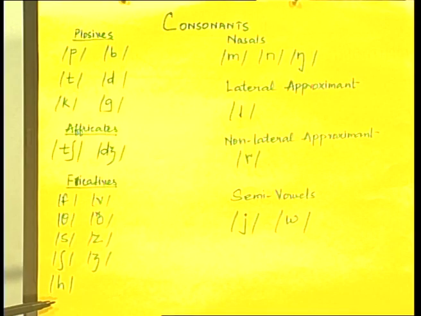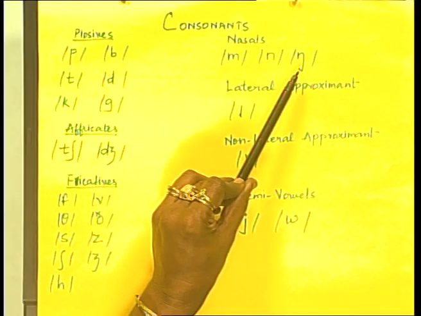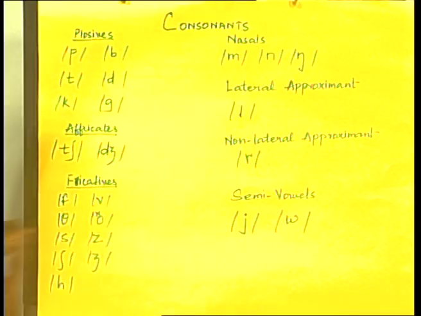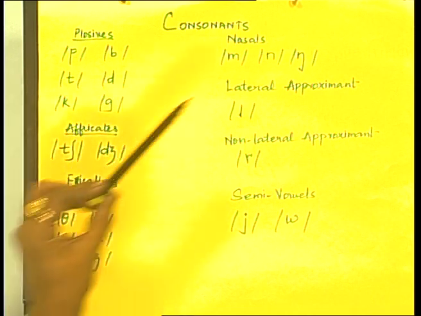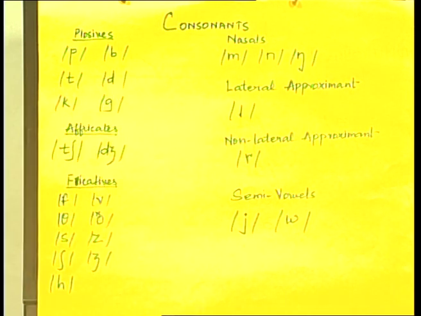H, which is the last fricative sound, is a glottal sound where the lung air is just released through the glottis. Nasals are 3 in number: m, n and ng. M is known as a bilabial nasal since both the lips come together for the articulation of this sound.